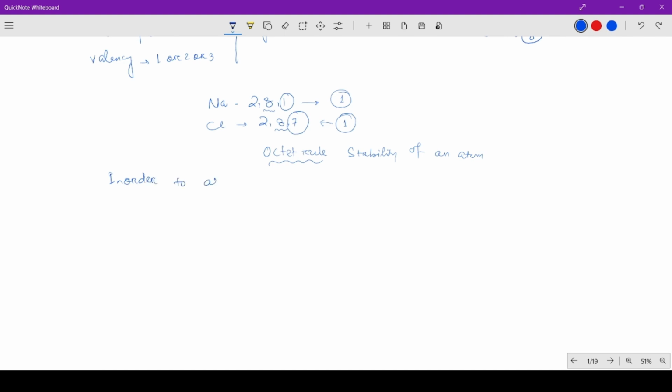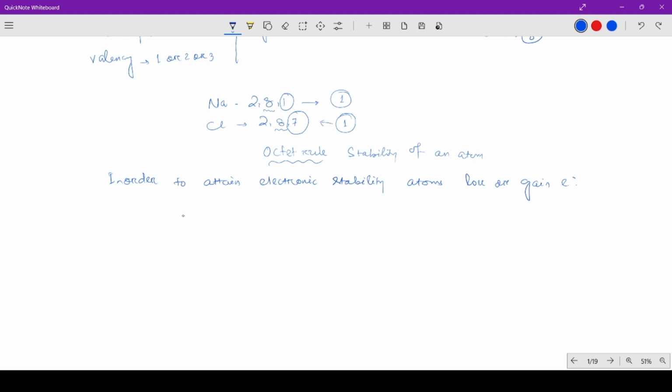In order to attain electronic stability, atoms lose or gain electrons. This is the same in the case of sharing also. Atoms lose, gain, or share electrons. Understood? I hope you understood.